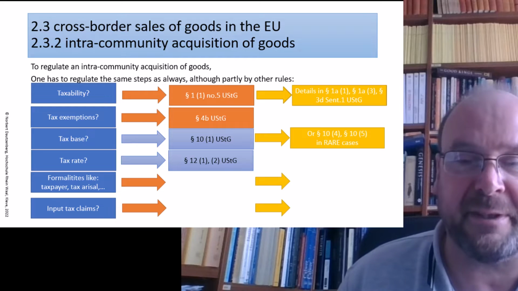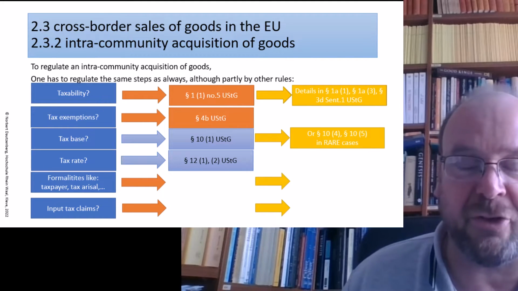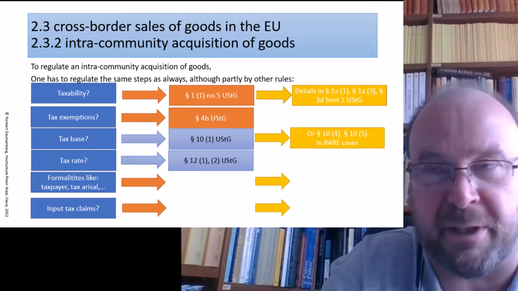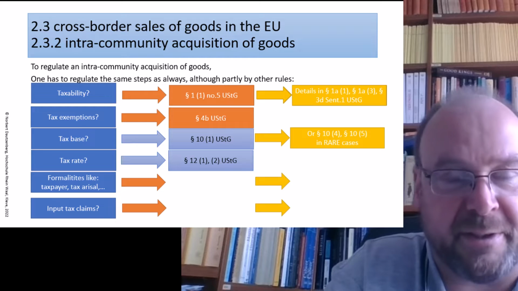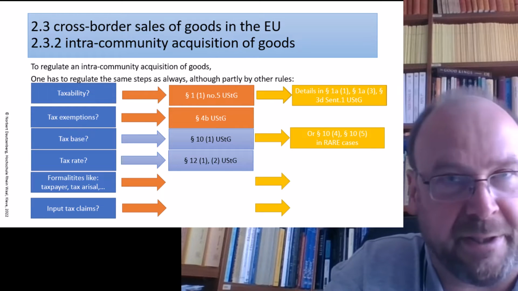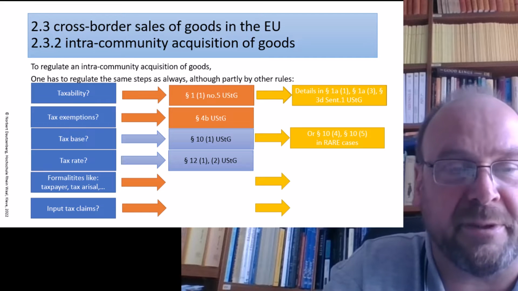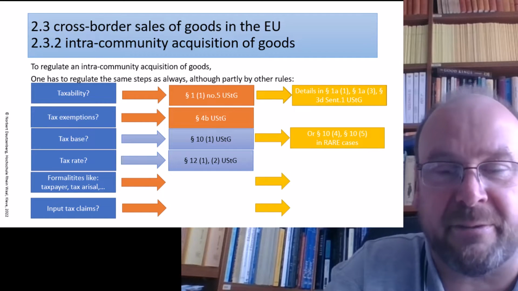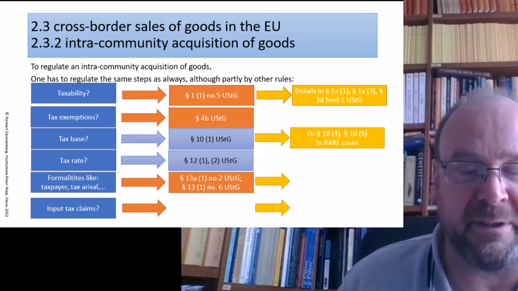12.1 the tax rate, or 12.2 as always. So if chocolate can be sold for 7%, buying chocolate is 7% too. If milk is 7% when you sell it, buying it is 7% too. And all the rest, where there is no reduced rate, is naturally taxed at the regular rate. That is no problem. The formalities need some additional rules.